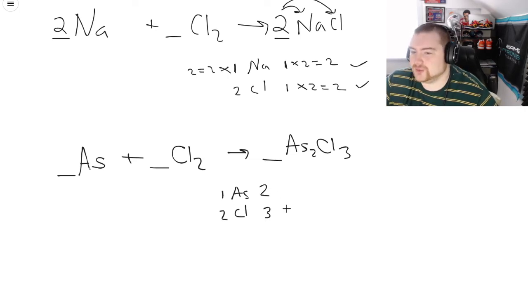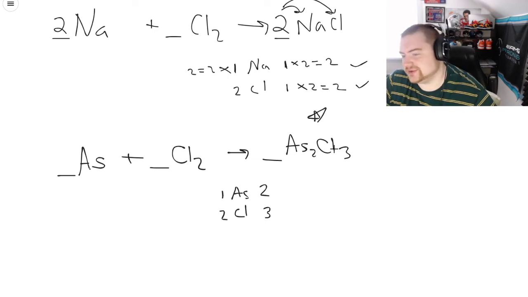Doesn't work. What I recommend when balancing equations is to always start at the bottom, or always start with the most complex thing. The most complex thing is right here with our arsenic chloride. So we're going to try to balance that out first. And we'll always start with the anion on the end. In general, you don't have to start there. It's just a habit that I have.